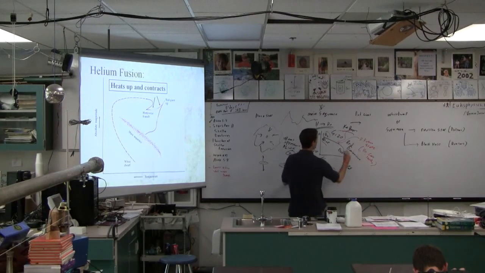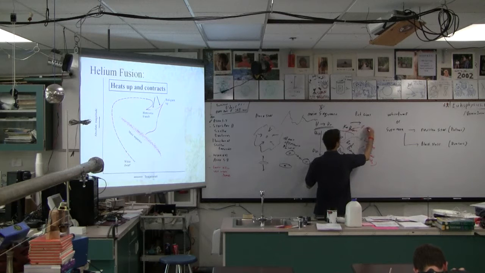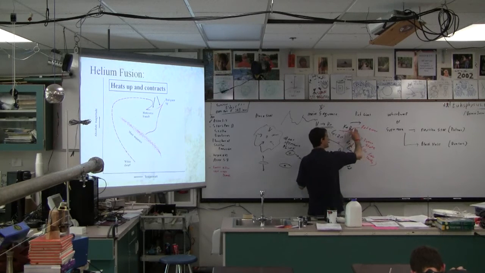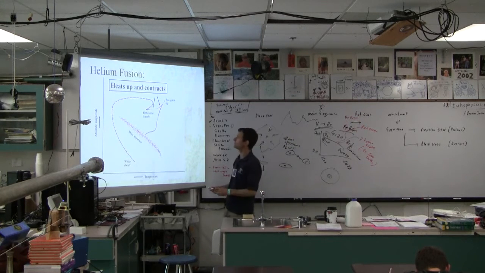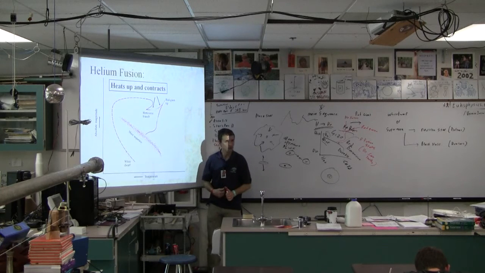Okay, this is the red giant. We call it a red giant when it's on its way out there and even on its way back. Here, it's heating up and contracting, so this is helium fusion. How do we know it's heating up? How do we know it's contracting?